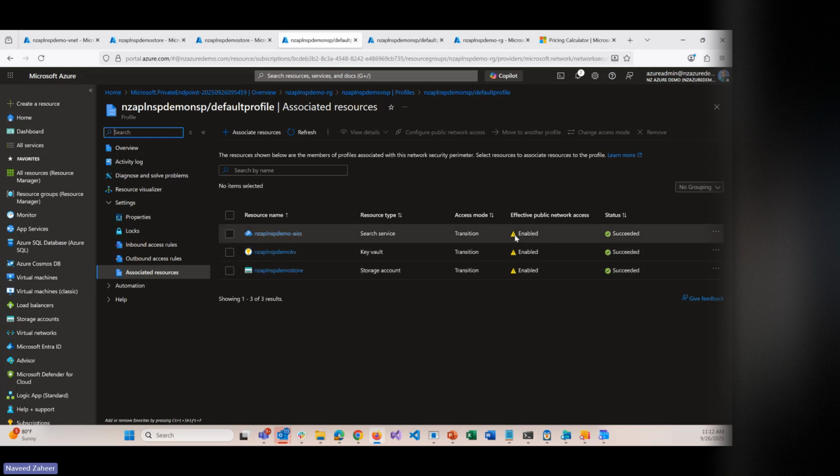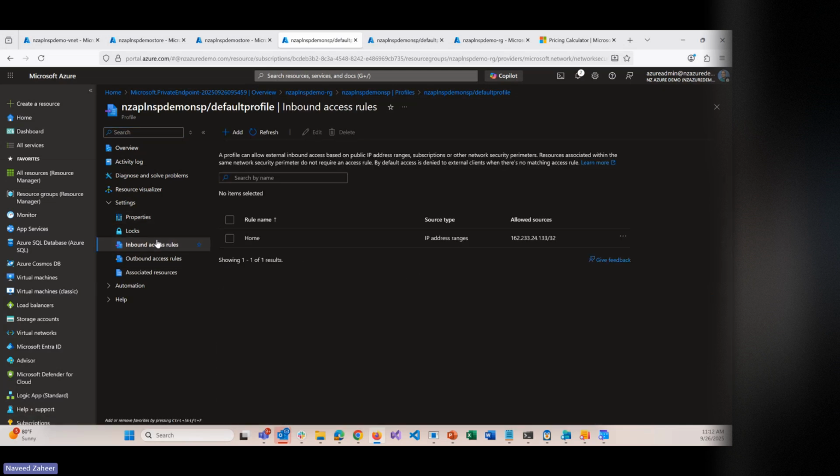It shows like this because it's still in transition mode. So it's a kind of learning mode. It's not truly applied. And you can see some of the inbound rules for that NSP. So these three resources, I'm allowing from here, and I am just allowing outbound traffic from there. So you get the idea. You can have more complex rules, and you can set all of that up for your set of services.